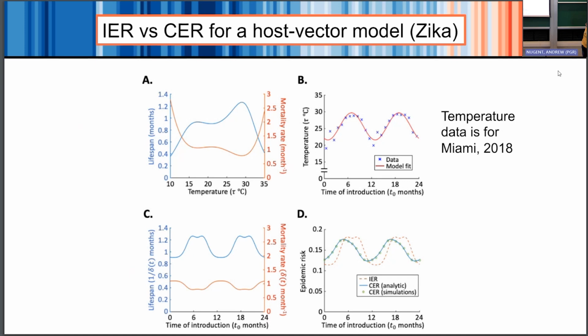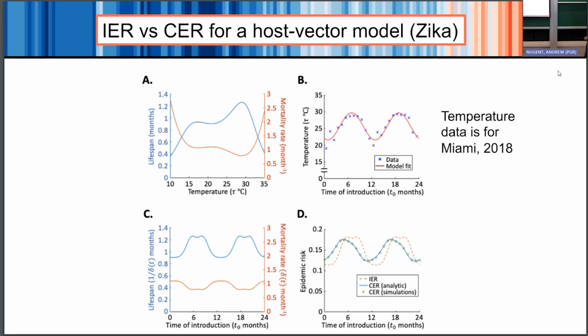And then figure B is temperature data for Miami. This is just taking monthly average temperature data, and then we fit a cosine curve to this data. The reason we fit a cosine curve is because we want to reinforce that we've got periodic boundary conditions. And so putting in just the raw temperature data means you don't have periodicity, and so we fit it to a cosine curve. Plot C shows how the mortality and the lifespan of the mosquito varies throughout the year in Miami or across the 2 years.